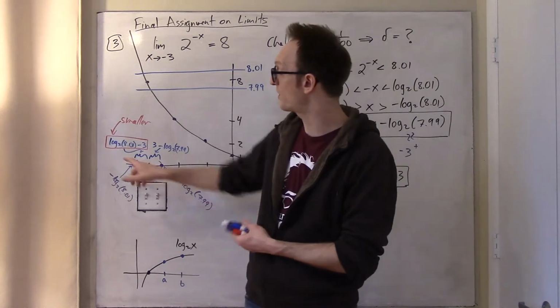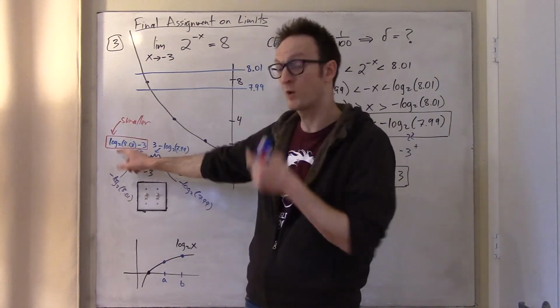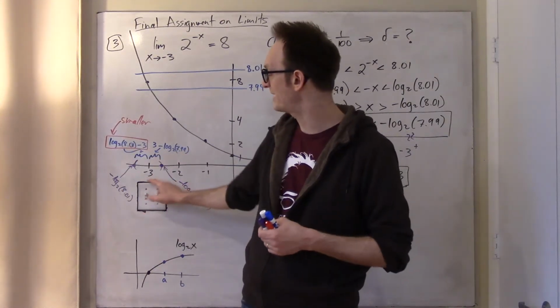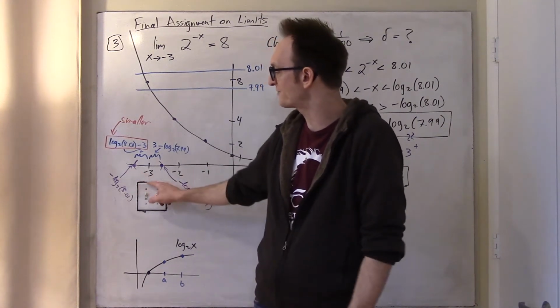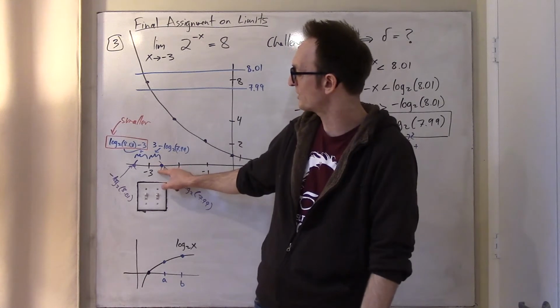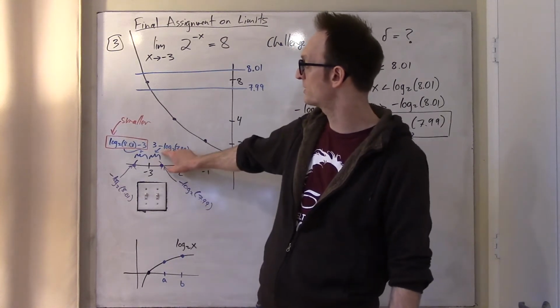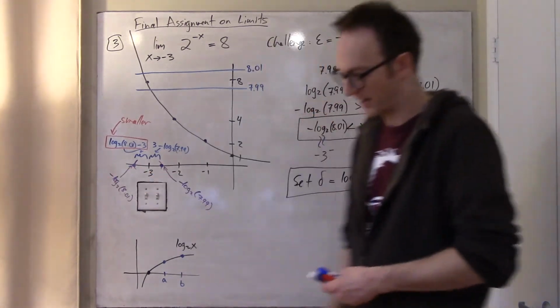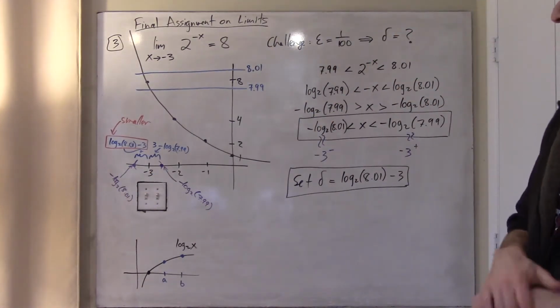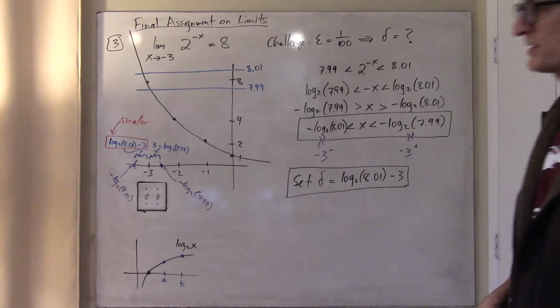If you stay within log base 2, 8.01 minus 3 away from -3, then you'll be perfectly matched on the left, and on the right you'll have a little bit of extra room. But if you chose this one, that would be wrong because you don't have that much room on the left. So all right, I made that as clear as I possibly can. So I think that's good.